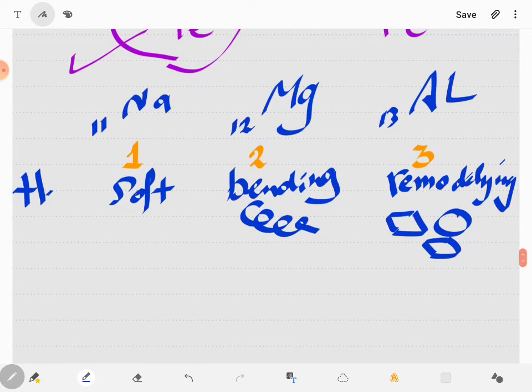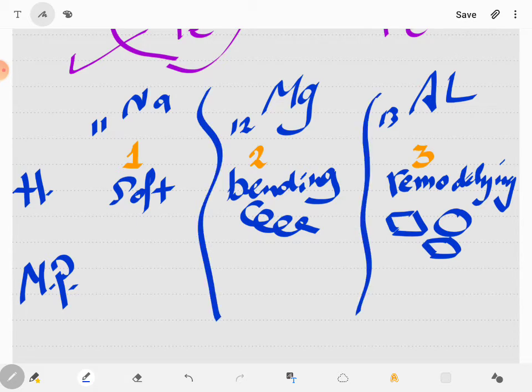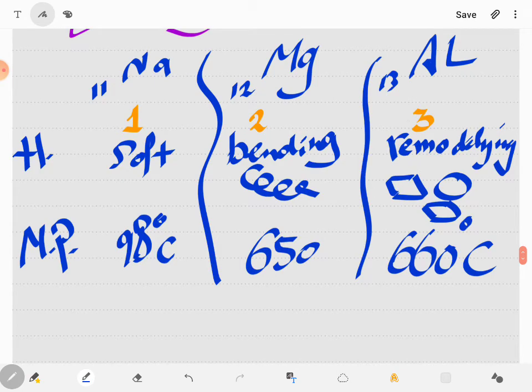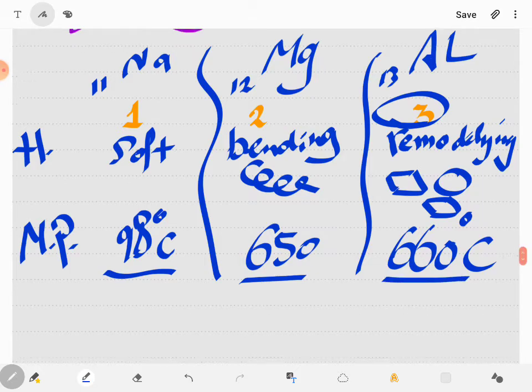What about the melting point? Just to be clear. The melting point of sodium is 98 degrees. What about this? Magnesium is 650, and this one is 660 Celsius. See the effect of valence electrons on the metallic bond causing this variation. Done?